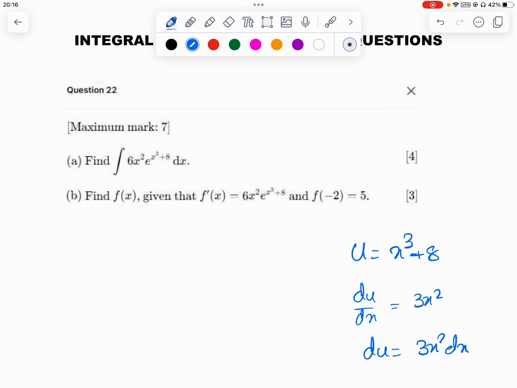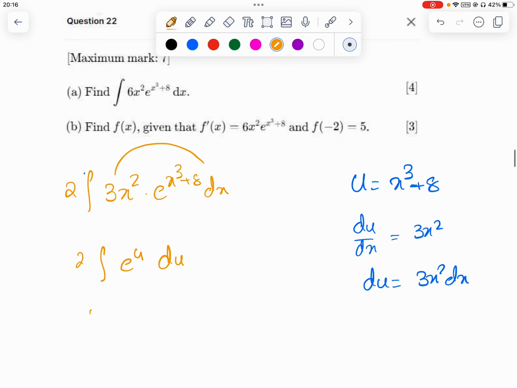Now I have 6x squared. So what am I going to do? Pull the 2 outside: 2 times 3x squared e power x cubed plus 8 dx. Now 3x squared dx becomes du, and we have e power u. The integral of e power u is e power u plus c. So what does that become? 2 e power x cubed plus 8, plus c. That's going to be the answer.